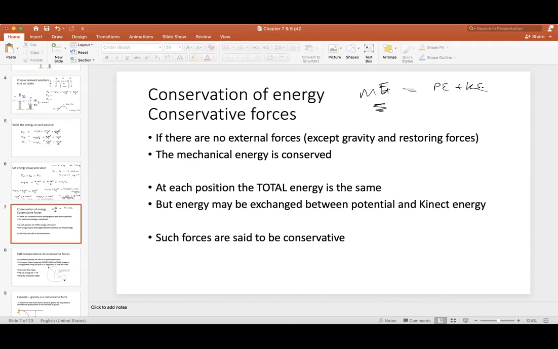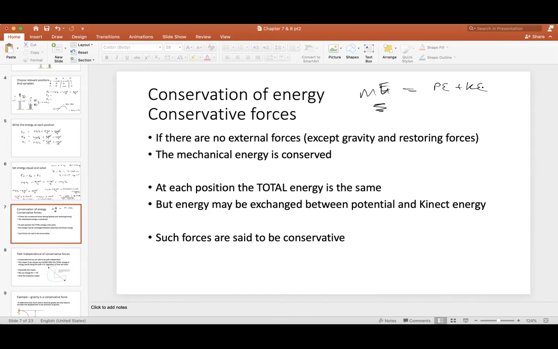Essentially, gravity can store energy, and springs can store energy as potential energy. Any kinetic energy that's lost becomes stored in potential energy, which can be released later in the motion of the particle. That's what a conservative force is. There are a couple of other characteristics of conservative forces, which are really nice.